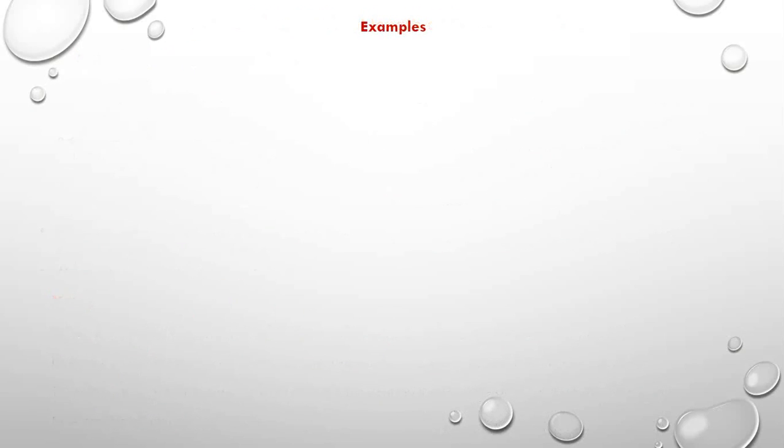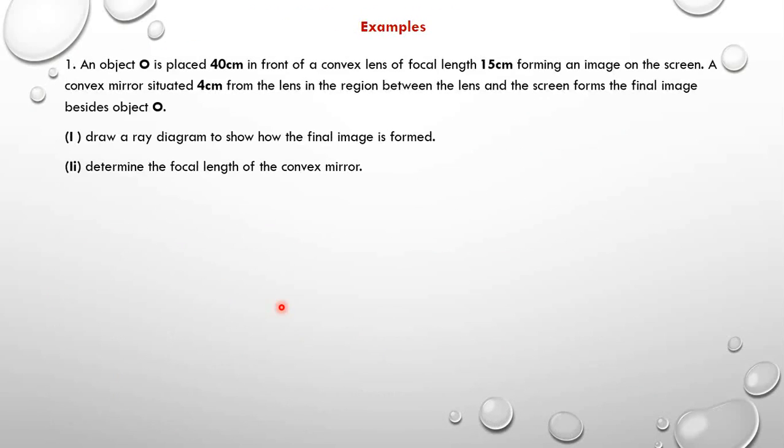Let's look at some examples. An object O is placed 40 centimeters in front of a convex lens of focal length 15 centimeters, forming an image on the screen. A convex mirror situated 4 centimeters from the lens, in the region between the lens and the screen, forms the final image beside object O. Draw a ray diagram to show how the final image is formed, and then determine the focal length of the convex mirror. Now this is just similar to the experiment.